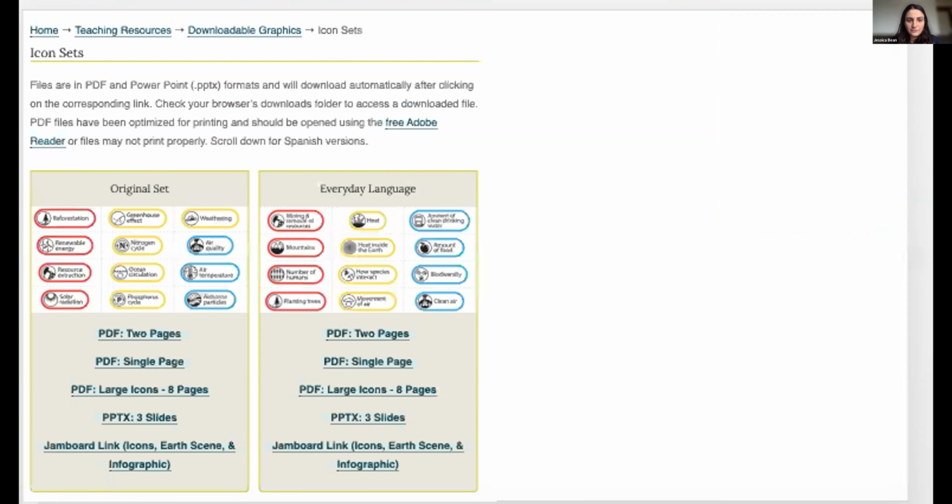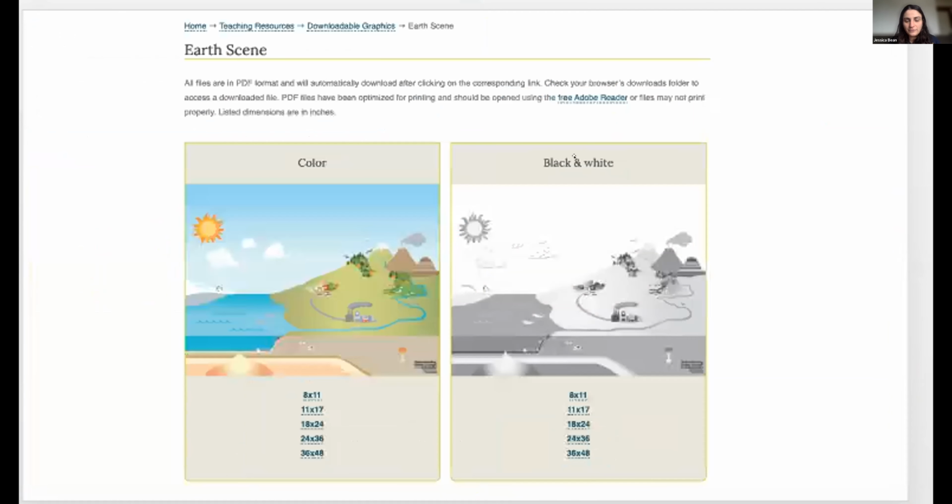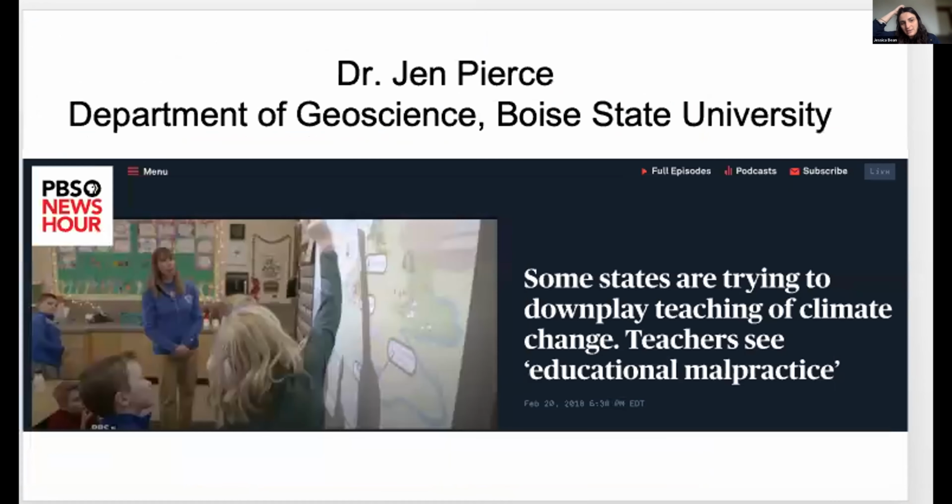So we have lots of different versions on our website, again, of these cards, both in the full version and the everyday language, in Spanish as well, as I mentioned, and soon in Danish. And then, of course, we have lots of different versions of this Earth scene, both in color and black and white for you to use, either digitally or as printed copies. And it's been amazing seeing how this resource is used over the years.